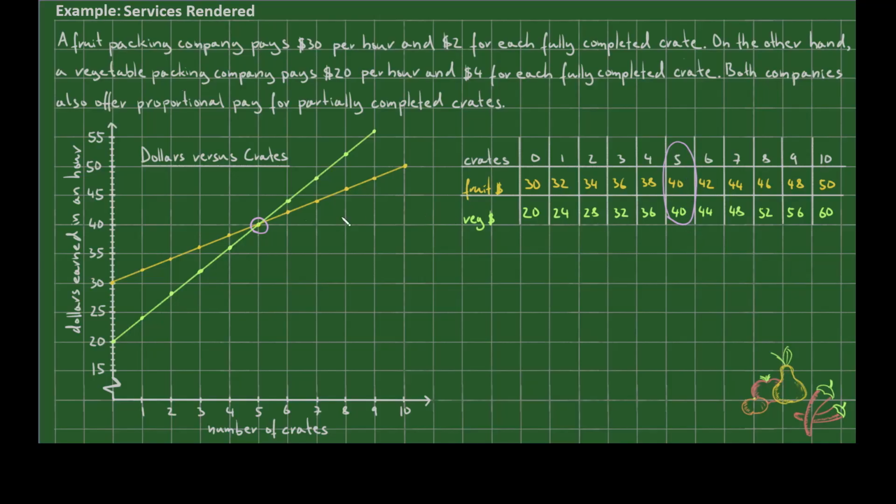But looking at the graph, it is now easier to see that after 5 crates, working for the vegetable company, or more precisely, completing more crates at the vegetable company, will give us more money.